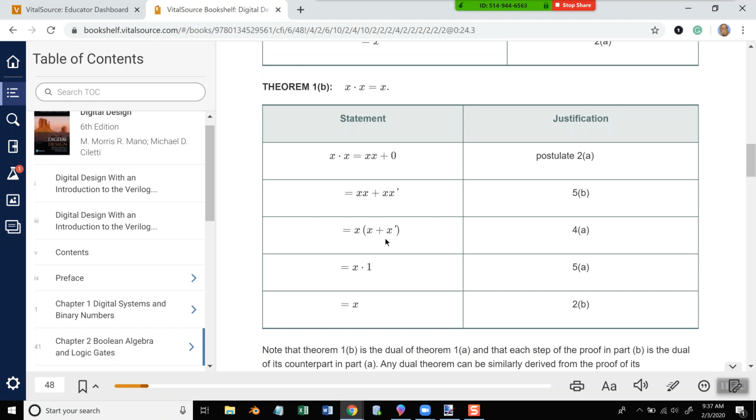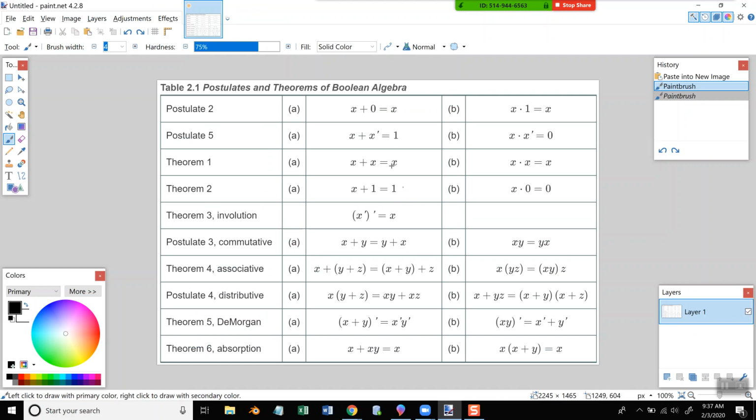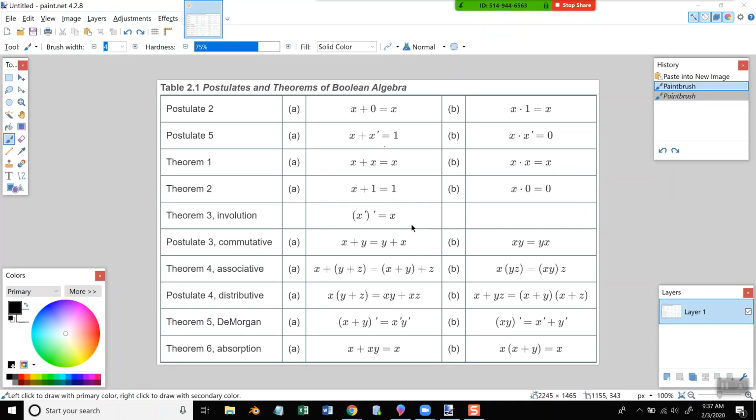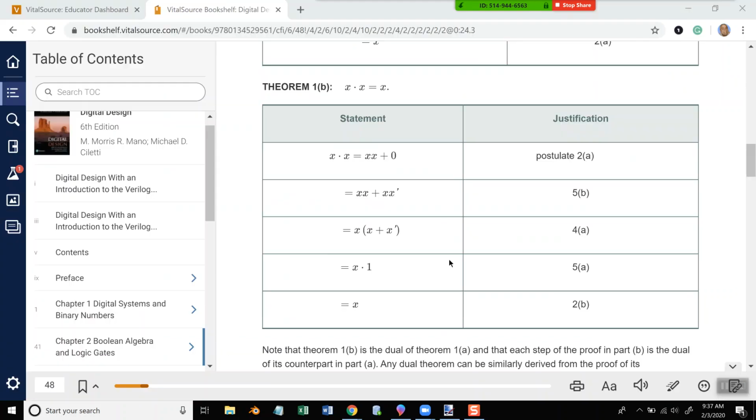And x or not x is equal to 1. That's from postulate 5a. And then I'm looking to get rid of that 1. So from postulate 2b, it says if you have an and 1 or a times 1, you can just drop that. And so that's where they get that.